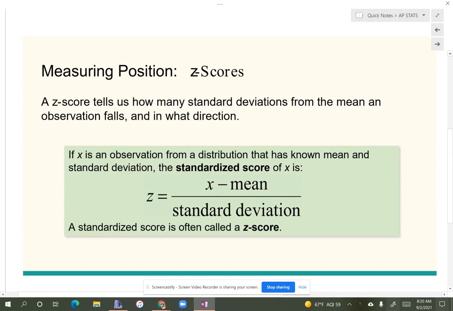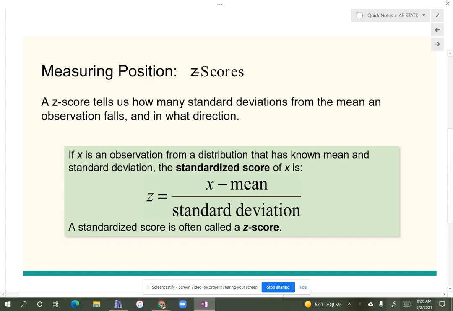Okay, so the next way that we can measure location is this thing called z-scores, or measuring position. And a z-score tells us how many standard deviations from the mean an observation falls and in what direction. Okay, so the way it does that is we have this equation. So I'll write this down.